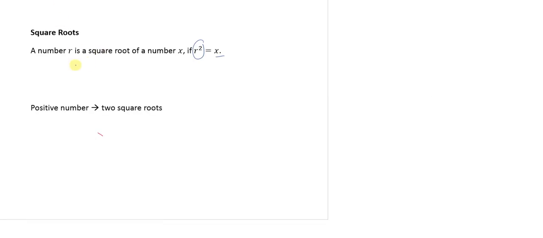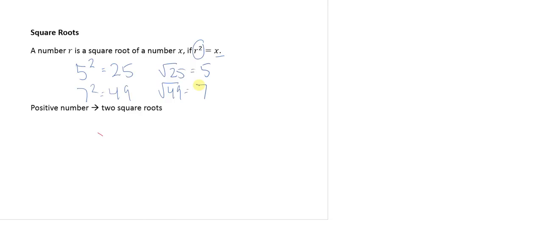So if we have, let's use 5. So 5 squared is equal to 25. Therefore we can say that 5 is a square root of 25. Another example, let's use 7. So 7 squared equals 49. Therefore, the square root of 49 is equal to 7. So 7 is a square root of 49, seeing as 7 squared equals 49.